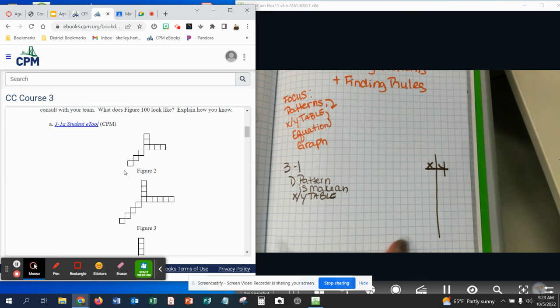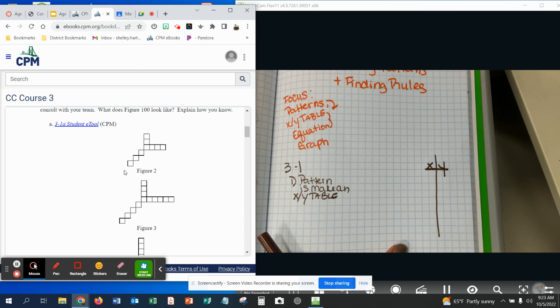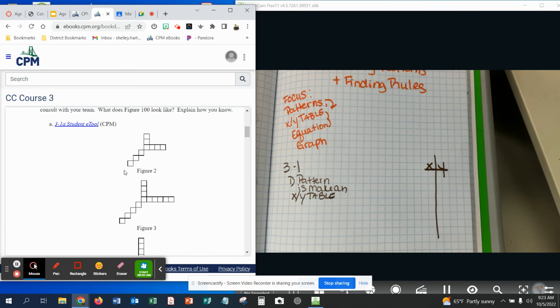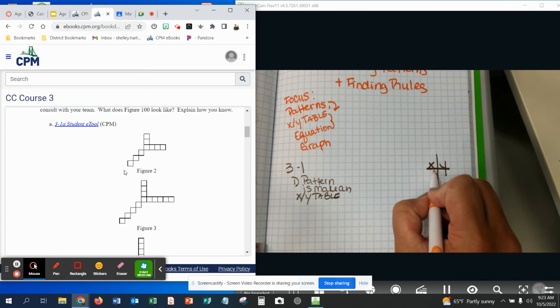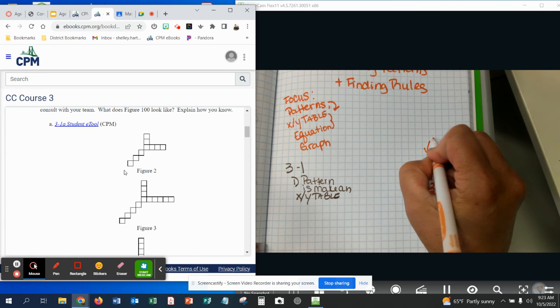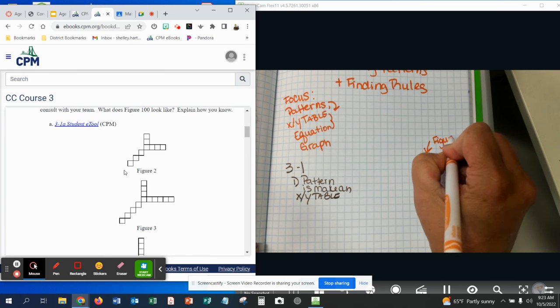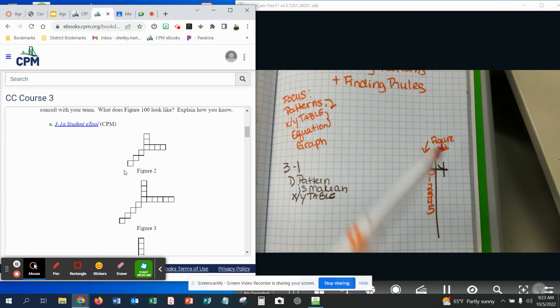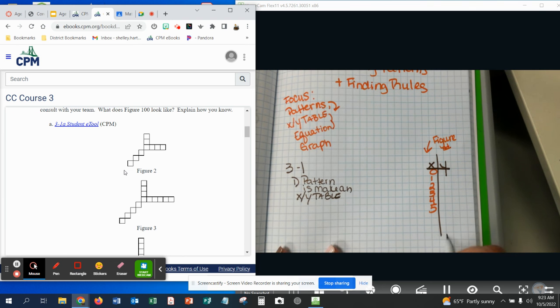I know that I'm showing it upright, but you can make it horizontal as well. I'm back on the board. I made one horizontal and one vertical, right? The next thing you're going to do is fill in the X's with 1, 2, 3, 4, 5. This is the figure number. The Y is the amount of tiles.